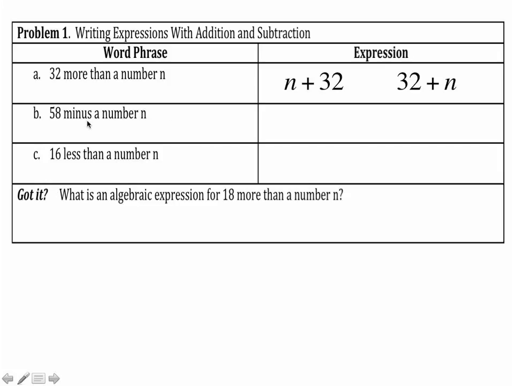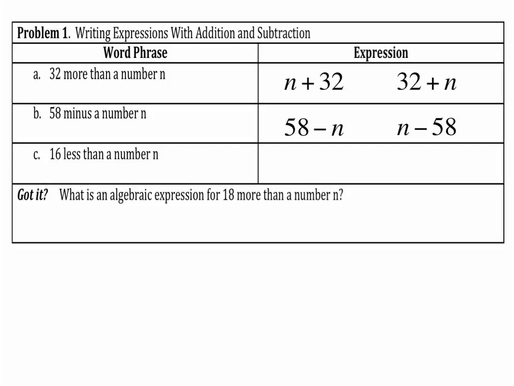B, 58 minus a number n. So I'm going to take 58 and subtract something from it. So 58 minus a number n would just look like 58 minus n. Okay, so you're like, well, can I flip that around? Can I make it n minus 58? And you certainly can't when you deal with subtraction. The order is really important. With addition, the order doesn't matter, but when you deal with subtraction, the order certainly does matter.